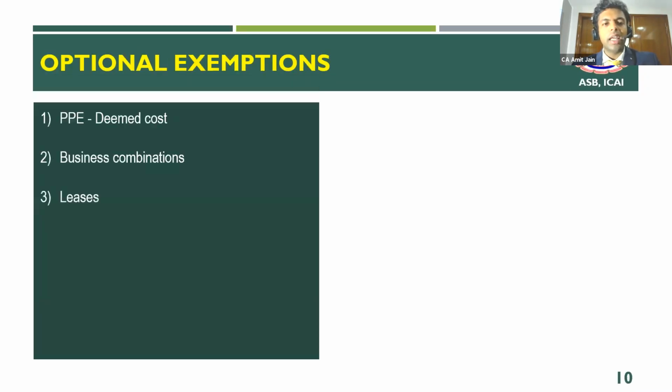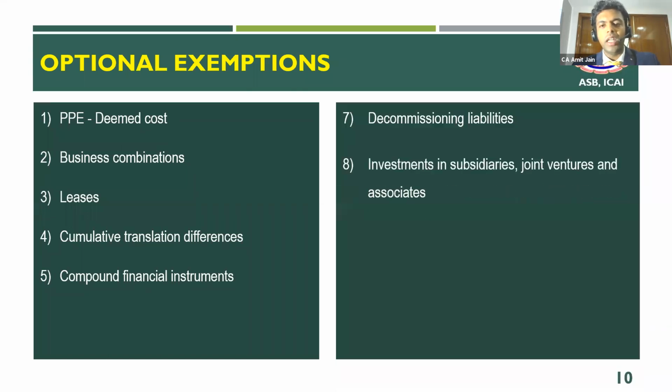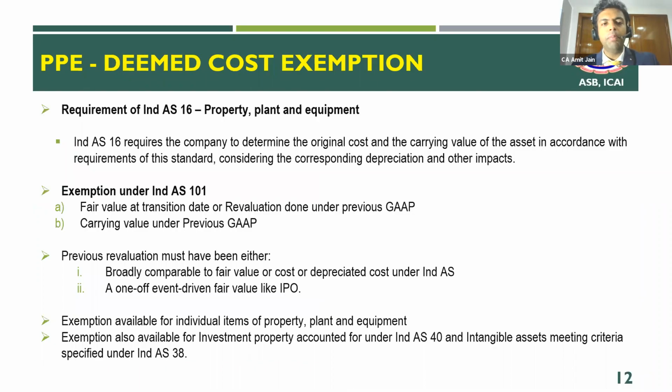So there are certain exemptions, optional exemptions, that have been provided in the standard. For example, PPE (property, plant and equipment), business combination, leases, cumulative translation differences, compound financial instrument, investments, decommissioning liability. So these are the key optional exemptions which we need to talk about.